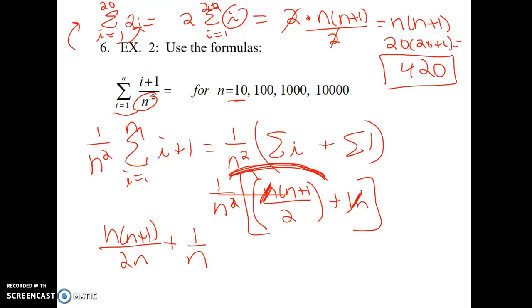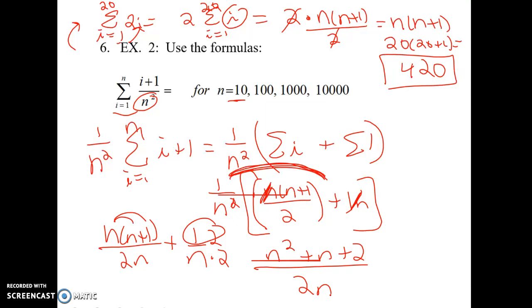You can do some more simplifying if you'd like. You can make common denominators so we can add them together. You could distribute here or just leave it, whichever you like. If we distribute it, we get n squared plus n plus 2 all over 2n. We did a lot of simplifying here to get this single formula. You didn't have to do that much simplifying because what we're going to do next is plug in n is 10. So we'll do 10 squared plus 10 plus 2 all over 2 times 10 and get an answer of 13 over 20.